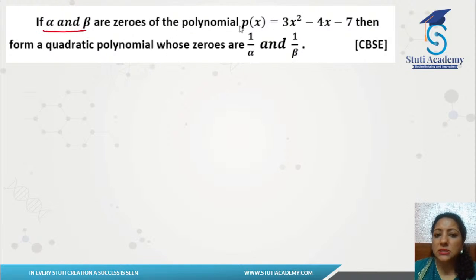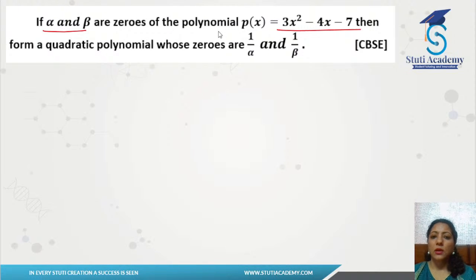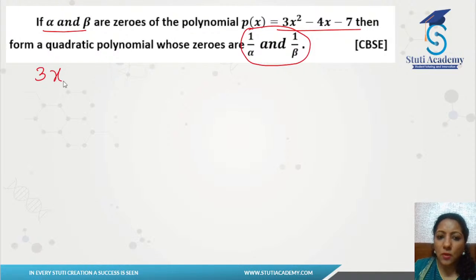So alpha and beta are given to be zeros of this polynomial. We have to form a quadratic polynomial so that we get the zeros as 1 upon alpha and 1 upon beta. So actually there is no need to find alpha and beta and no need to find 1 upon alpha and 1 upon beta. If I know the sum of these zeros and if I know the product of the zeros, then I'll be able to form a quadratic polynomial.